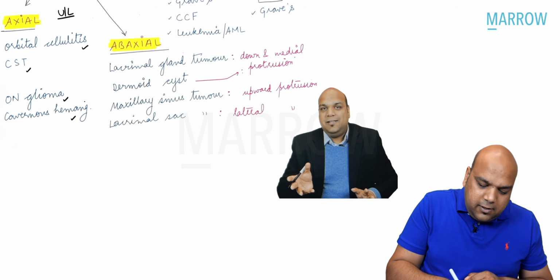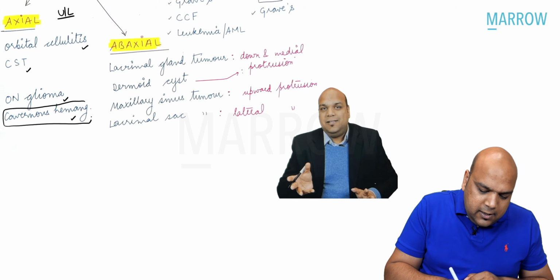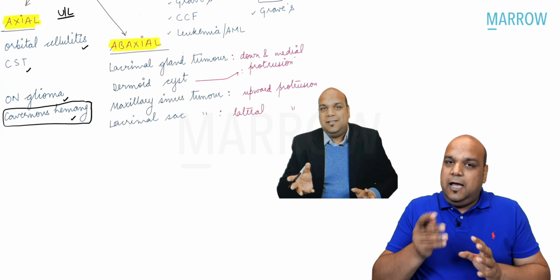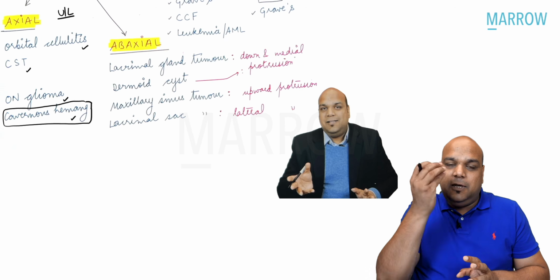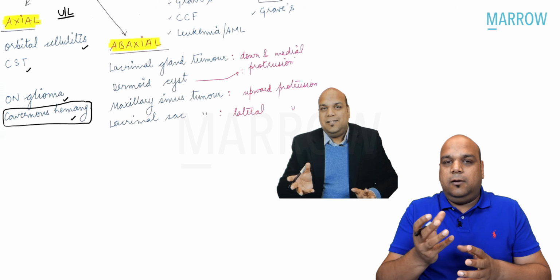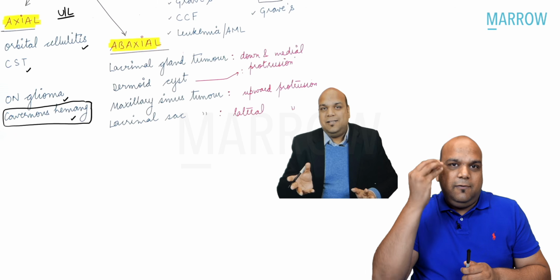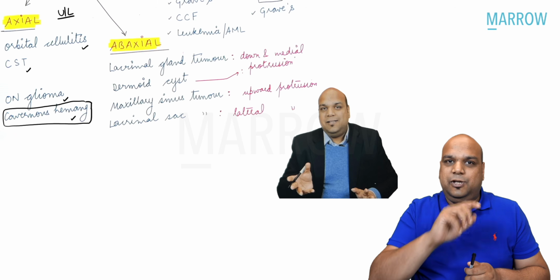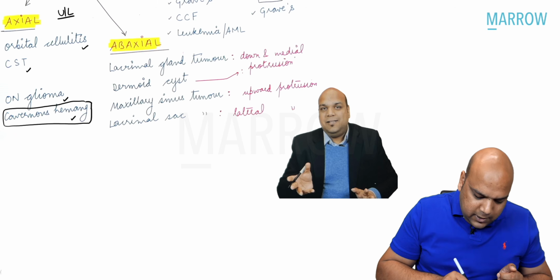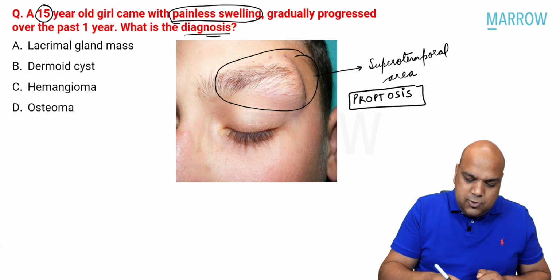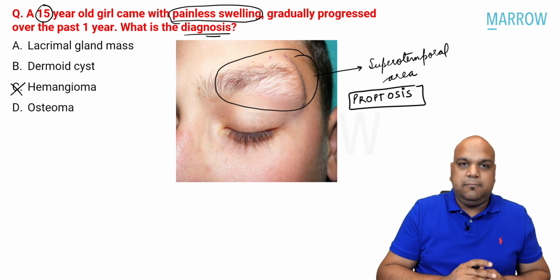Now, cavernous hemangioma. Hemangioma is supposed to cause axial proptosis. Axial proptosis can be caused by something which is retro, and retro means behind the eye. It cannot be on the side of the eye. If it is on the side of the eye, it will push abaxially. So that means hemangioma is present retroorbital, behind the eye. So hemangioma cannot be the answer.